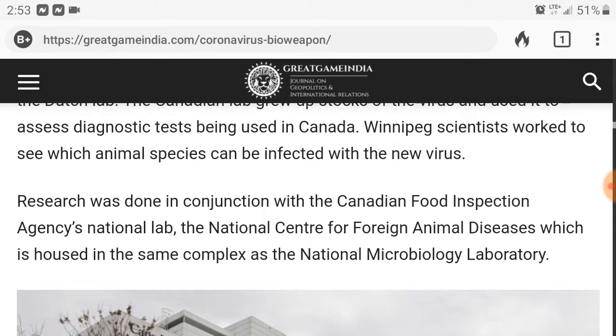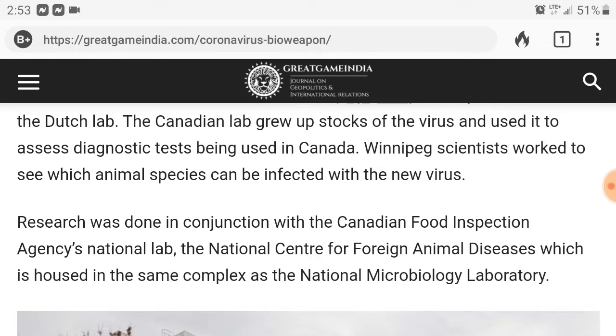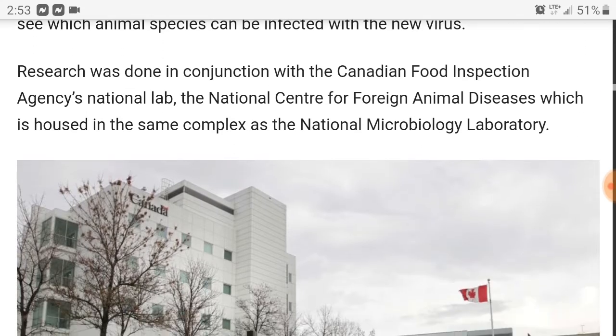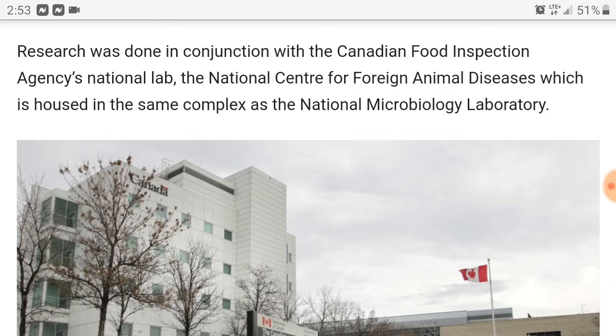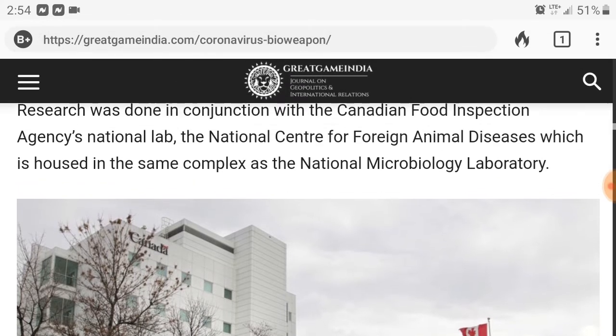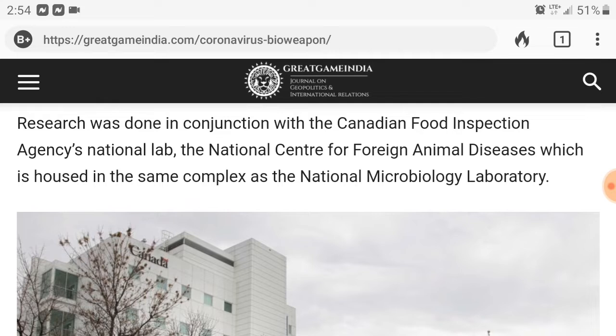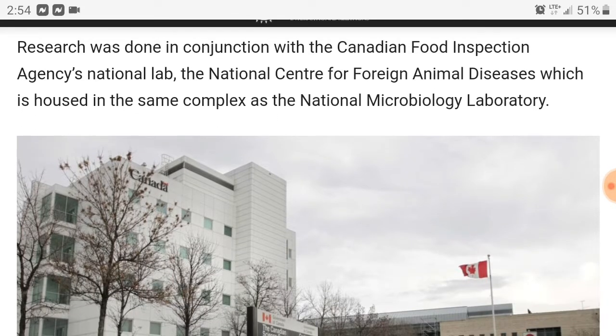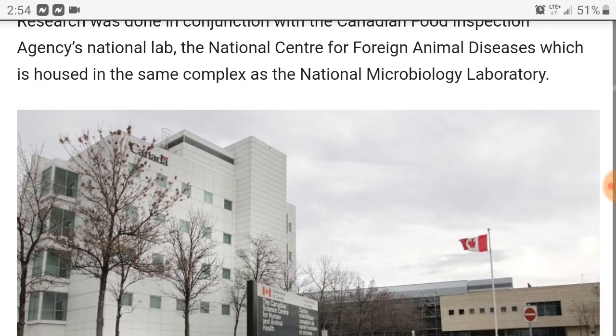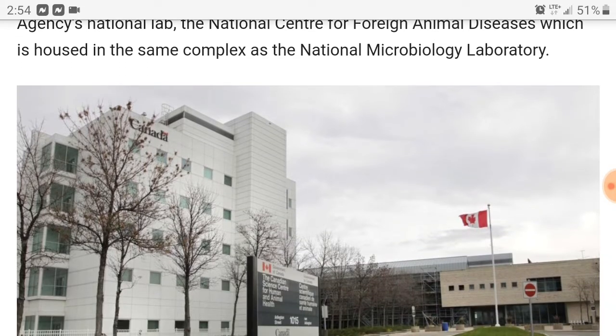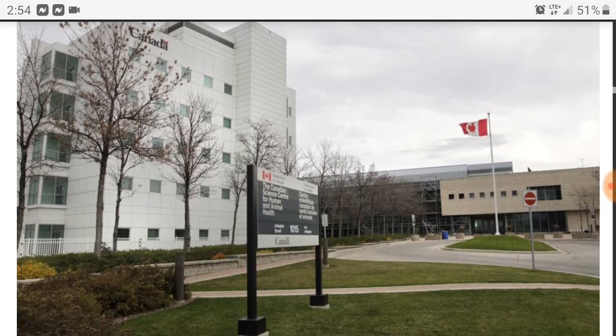So it talks more about how they worked to see which animal species could be infected with this new virus, a new mutated virus. And then it talks about research that was done in conjunction with the Canadian Food Inspection Agency National Lab. So that is food inspection with a virus, not just the coronavirus, but why would the Canadian Food Inspection want to be doing research? I mean, think about it, guys. And also the National Center for Foreign Animal Disease, which is housed in the same complex as the National Microbiology Laboratory. Here's a picture of it.